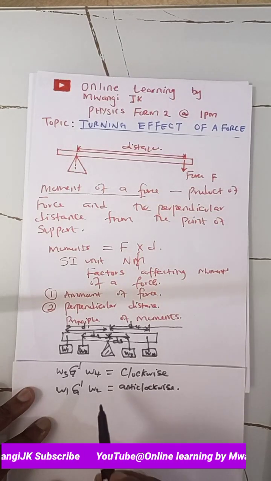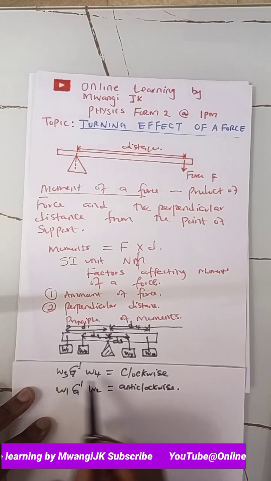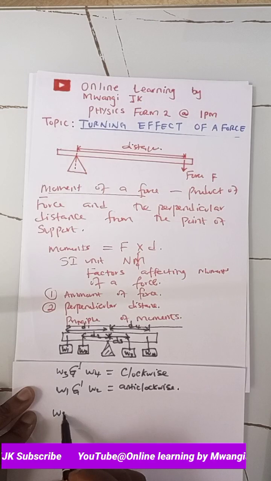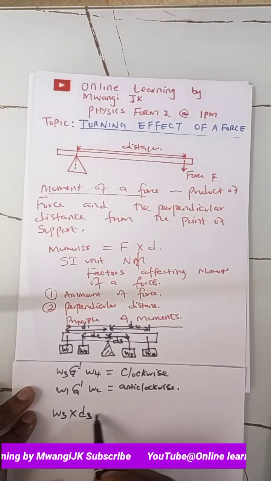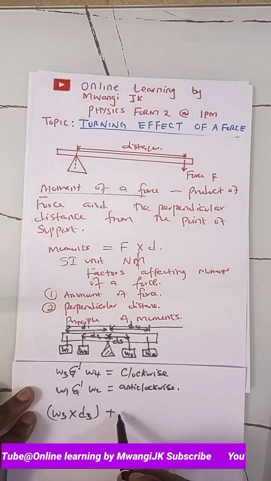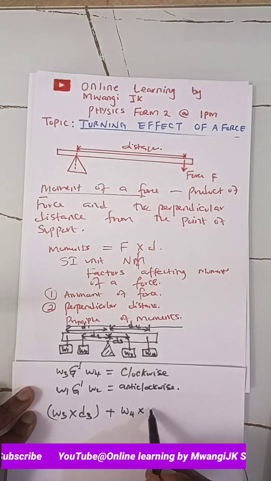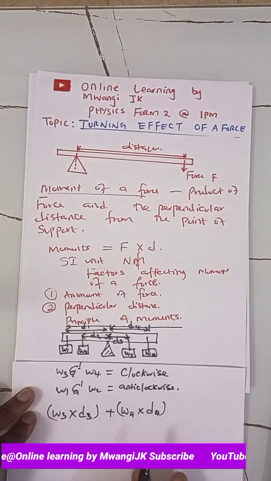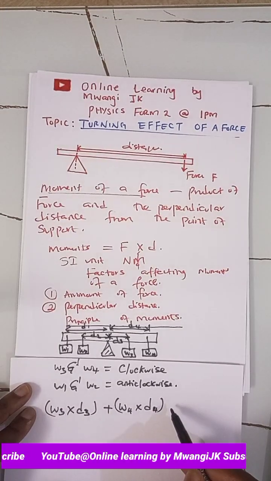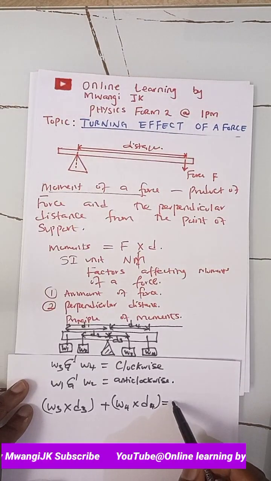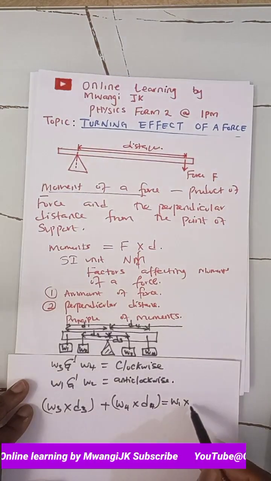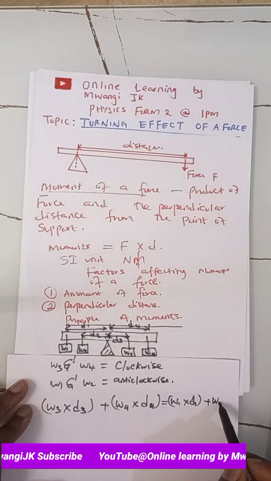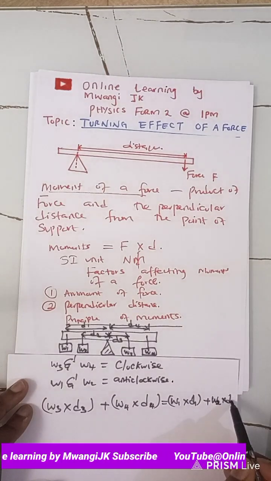And by this I mean, if you are to take individual moments, we take the moment for W3 and W4, and we'll say W3 times distance 3 plus W4 times distance 4. By W we mean the weight. This should be equal to W1 times distance 1 plus W2 times distance 2.